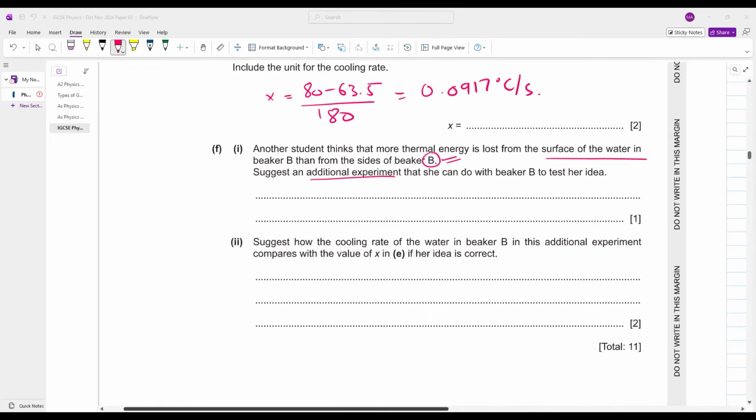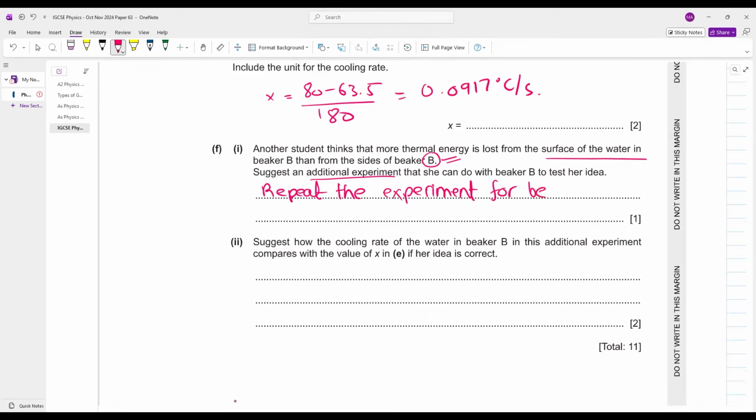So you can say repeat the experiment for beaker B with the lid. Okay. Suggest how the cooling rate of water in beaker B in this additional experiment compares with the value of X in E if her idea is correct. बेटा अगर आप लिड लगा दोगे तो क्या होगा? कूलिंग रेट विल रिड्यूस. You can say the cooling rate will half with the lid.